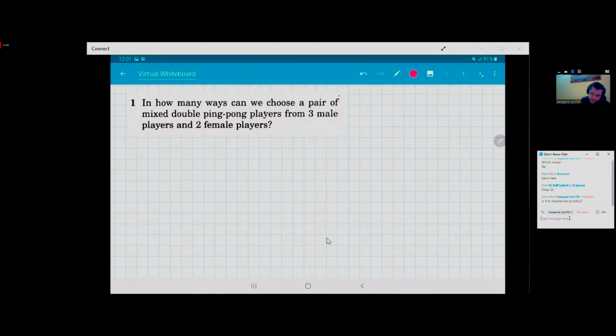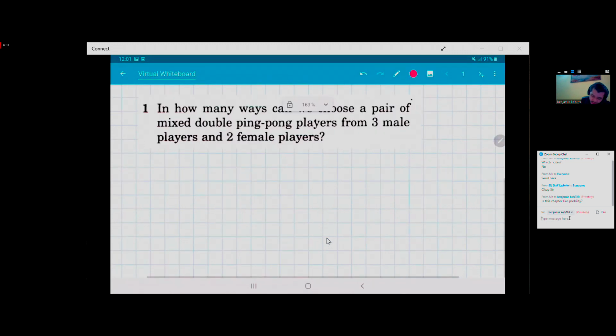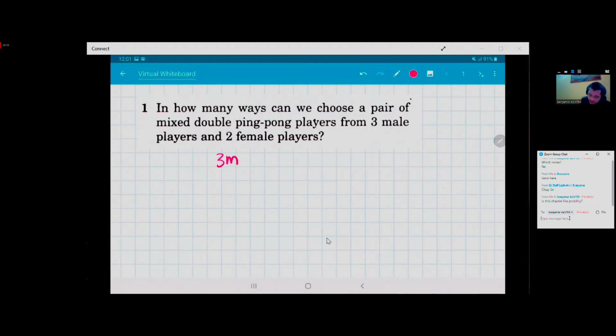So, in how many ways can we choose a pair of mixed double ping pong players from 3 male players and 2 female players? So you have got 3 males and 2 females. You understand mixed double. Mixed double meaning 1 boy, 1 girl. You all know sports, right? Tennis, you've got mixed doubles. Badminton has mixed doubles. Table tennis has mixed doubles.